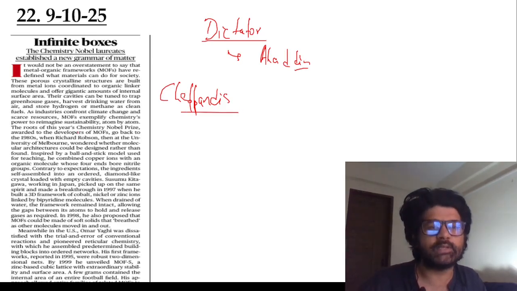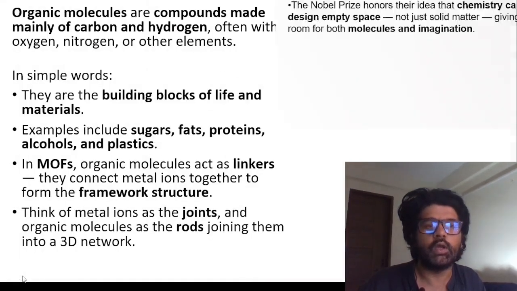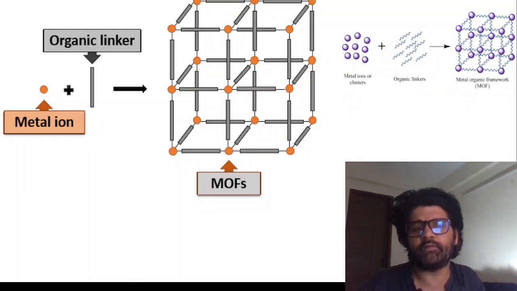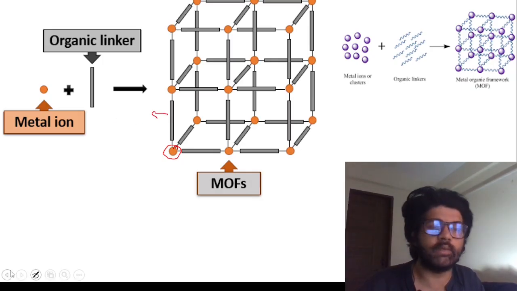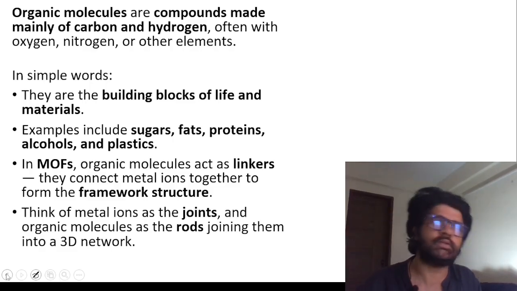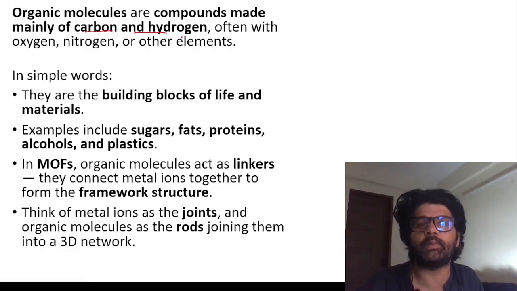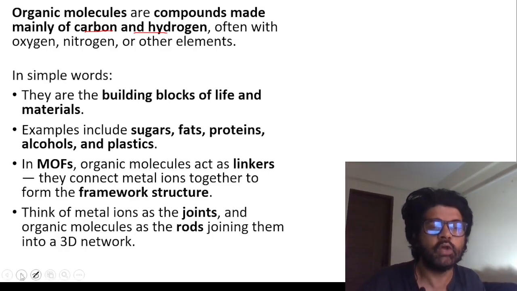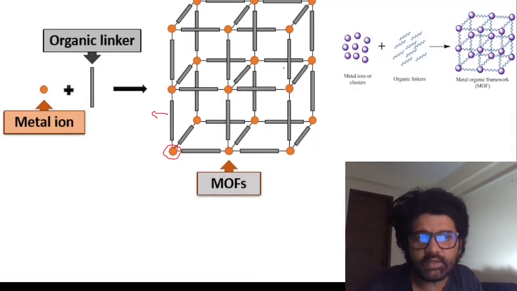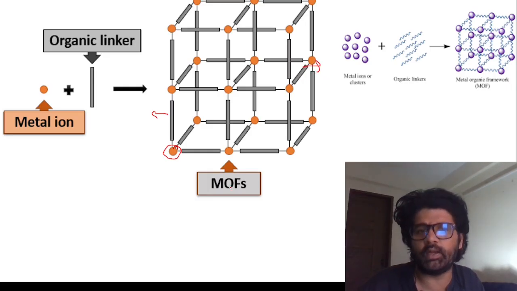So the Chemistry Nobel Prize has been given for metal organic frameworks. What is a metal organic framework? Let me show you. This is an example of a metal organic framework. You have metal ions here. They are held together by organic molecules. Organic molecules are molecules made up of carbon and hydrogen, building blocks. Even our body cells are made up of organic molecules. These organic molecules act as linkers which join metal ions, and the resultant structure is a MOF, metal organic framework.